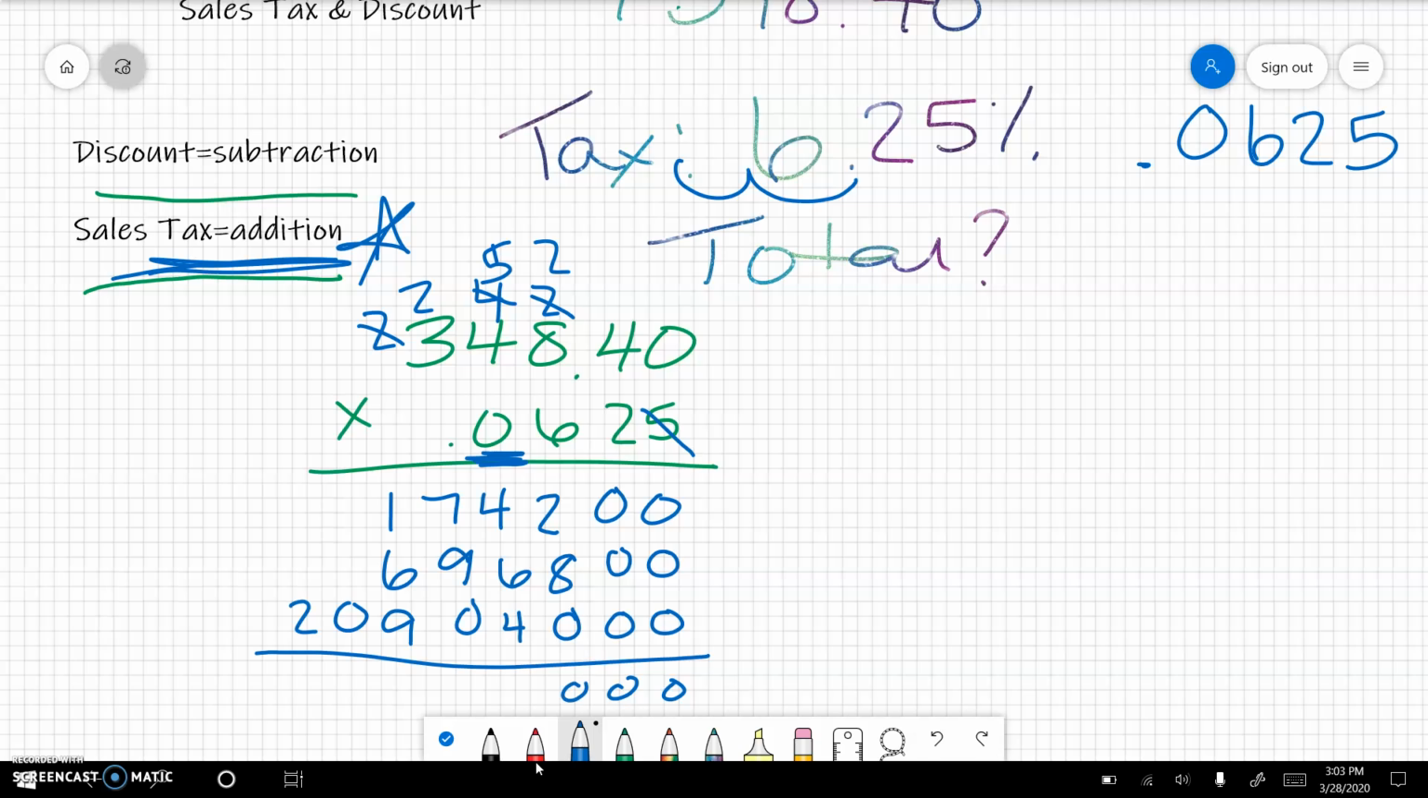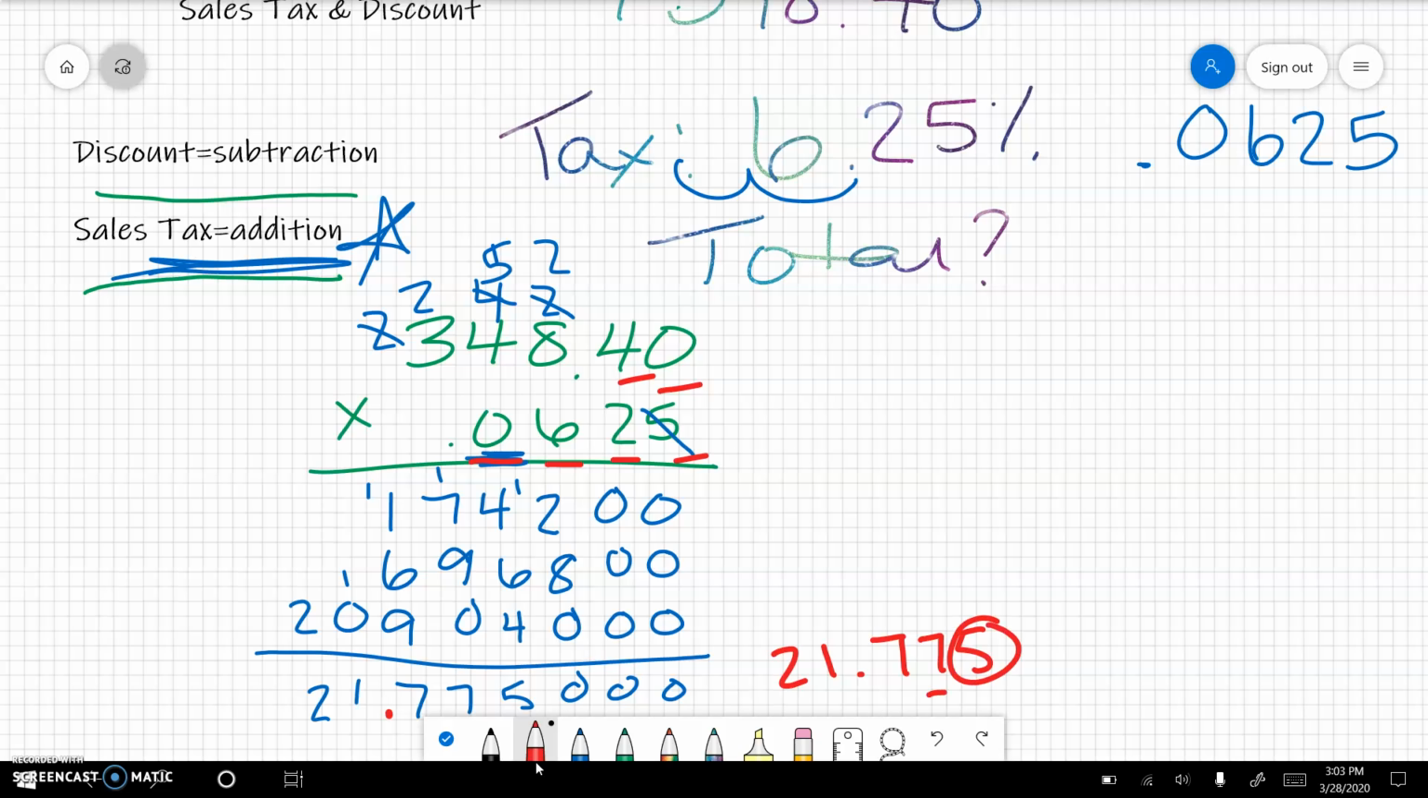0, 0. 2 plus 8 plus 0 would be 10. 4 plus 6 is 10. 14, 15. 17. 9, 10, 11, 17, 1, 2. Now, how many places do I move over this decimal? Because this is a super long number. Let's find out. 1, 2, 3, 4, 5, 6. So if I count over 1, 2, 3, 4, 5, 6, I am left with 21.775 and then a whole bunch of zeros that don't matter.